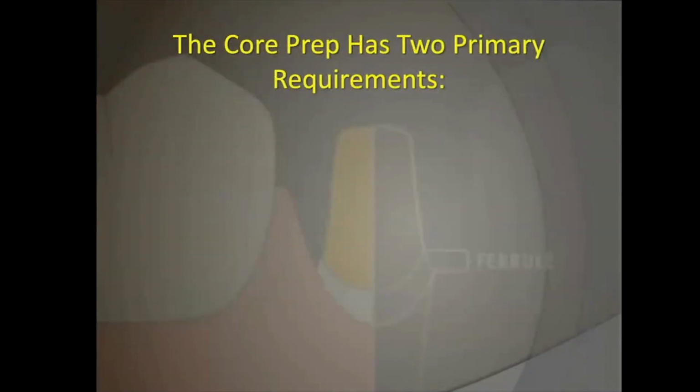Now, I want to talk to you about the core, and the core prep has two primary requirements. One is coverage, and two is something called the ferrule. So I need coverage. Well, in cases where you have treated teeth.